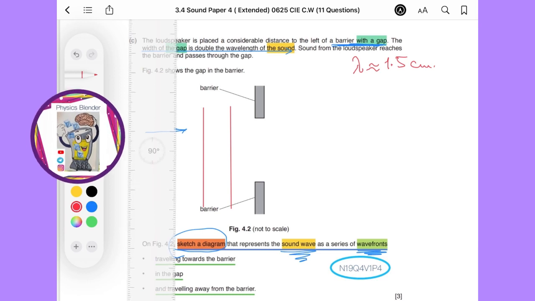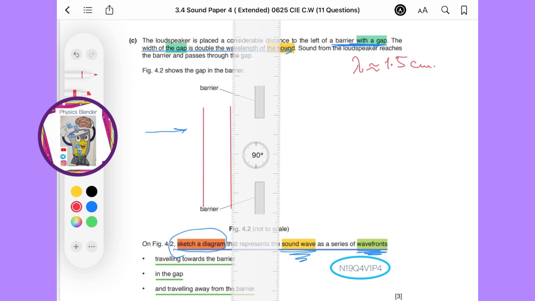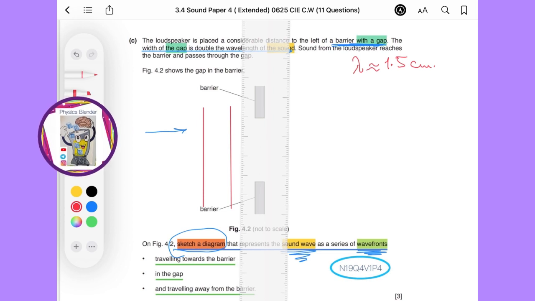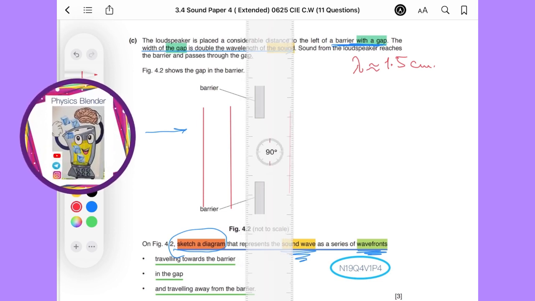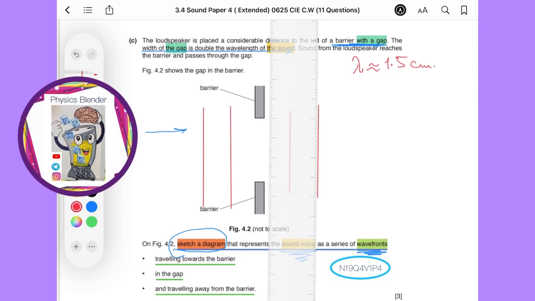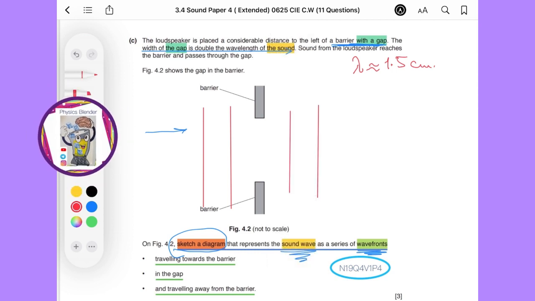Okay. What will happen when they enter the gap? The wavelength will not change, will be the same, but we will show diffraction, but the diffraction will be only slight bending at the edge. Okay, like here. Slight bending at the edge.